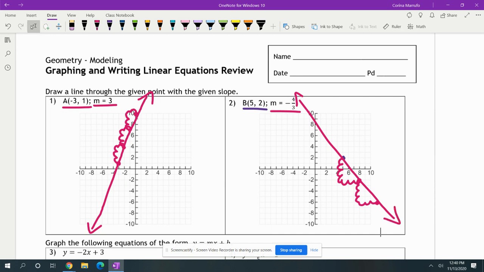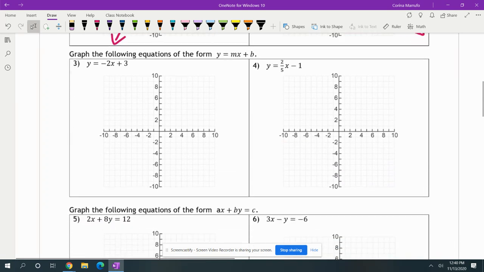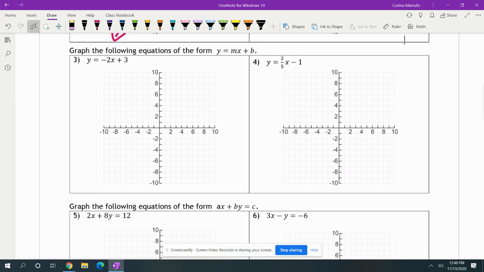All right, let's look at the next section. It says graph the following equations of the form y equals mx plus b. So this time they give us the equation. We have to look at the slope. In this case, our slope is -2. And then we have to look at our y-intercept. Our y-intercept is a +3.